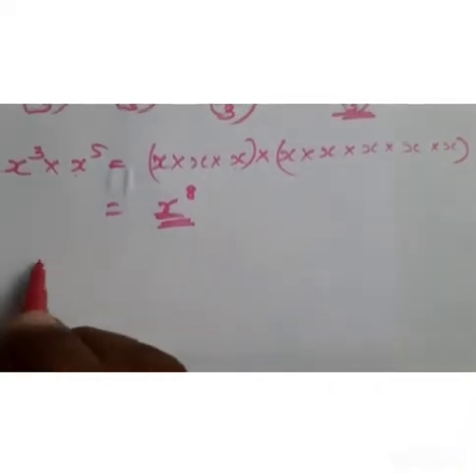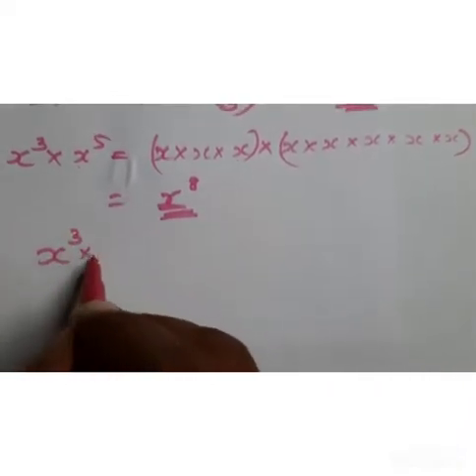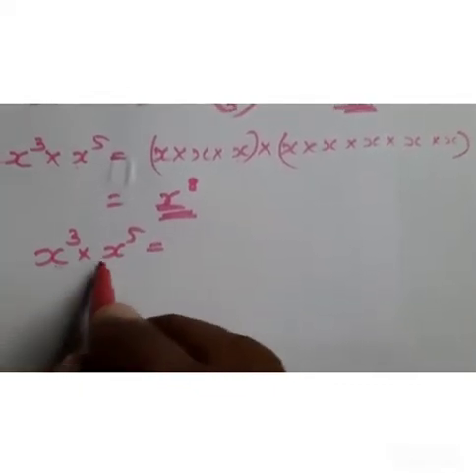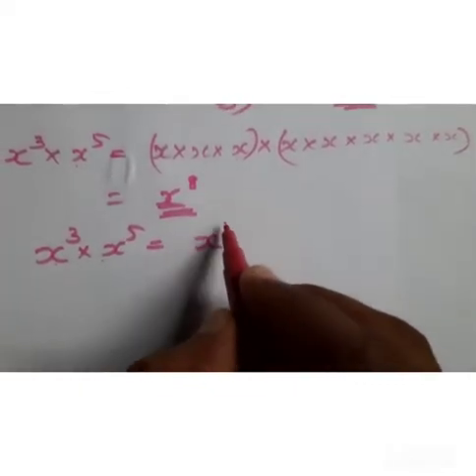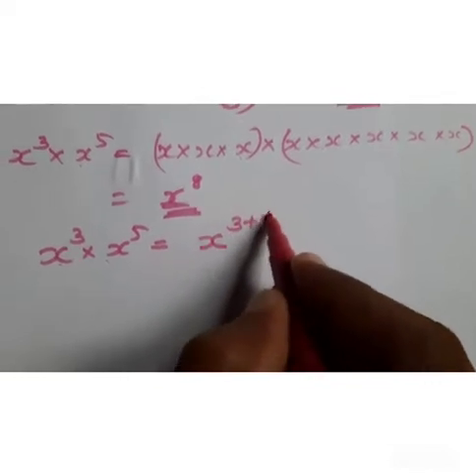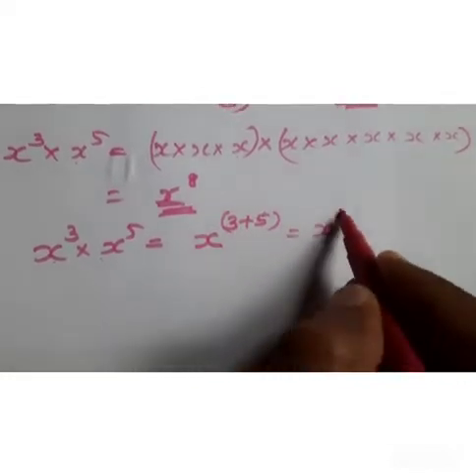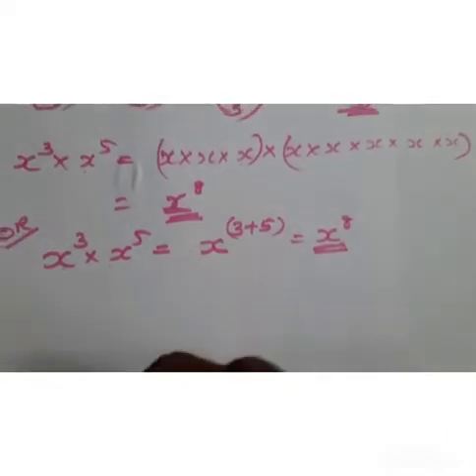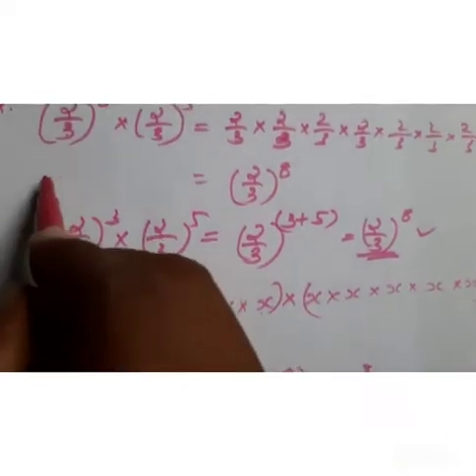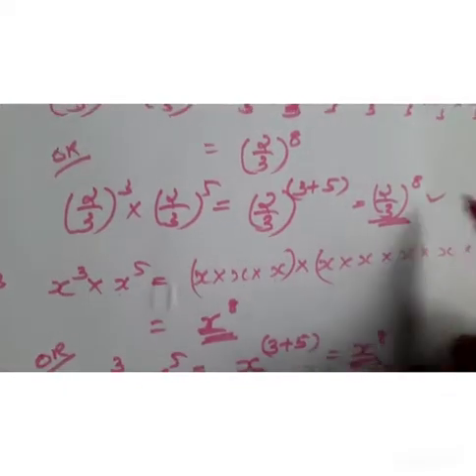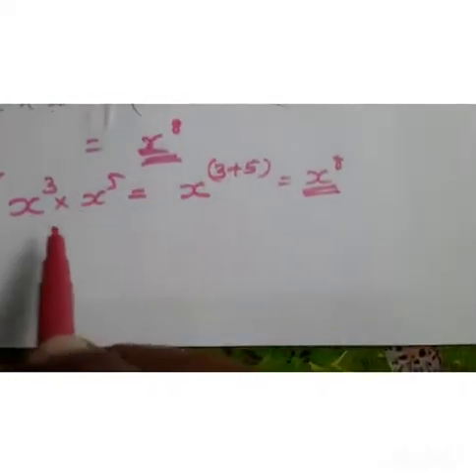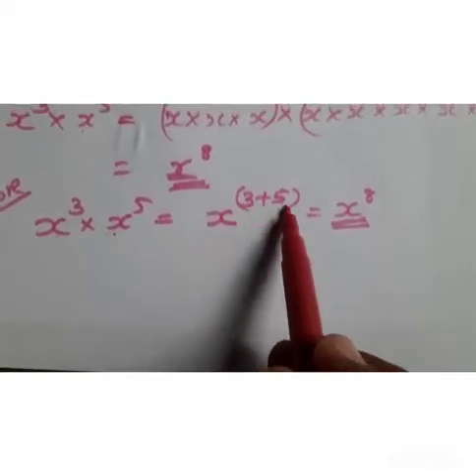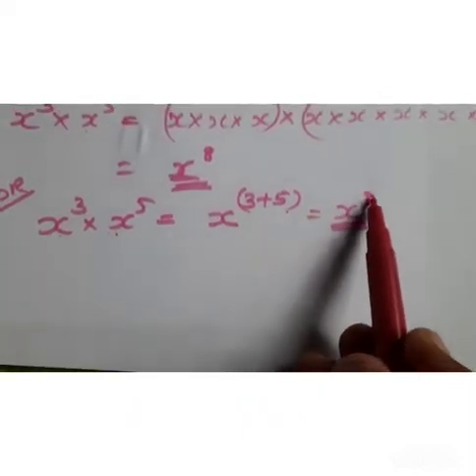Instead of doing that, we can write x raised to 3 into x raised to 5 is equal to, both are the same base, so x raised to 3 plus 5. How much are you getting? x raised to 8. This is the easiest method and the easiest way to find the answer. If it is the same base, the powers are added. So we can write x raised to 8.